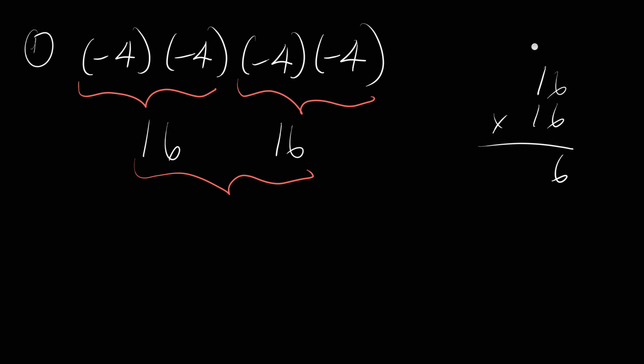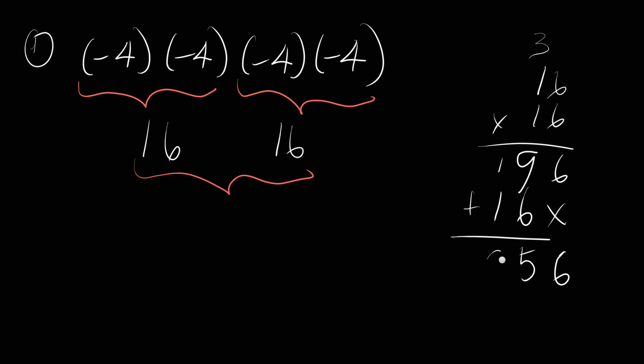6 times 6 is going to be 36, 3 times 1 is 3, plus 3 is 9, 1 times 6 is going to be 6, 1 times 1 is 1, you add them up, and this is going to give you 6, 15, carry a 1, 1 plus 1 is going to be 2, so the final answer should be 256. So 256 as a final answer.